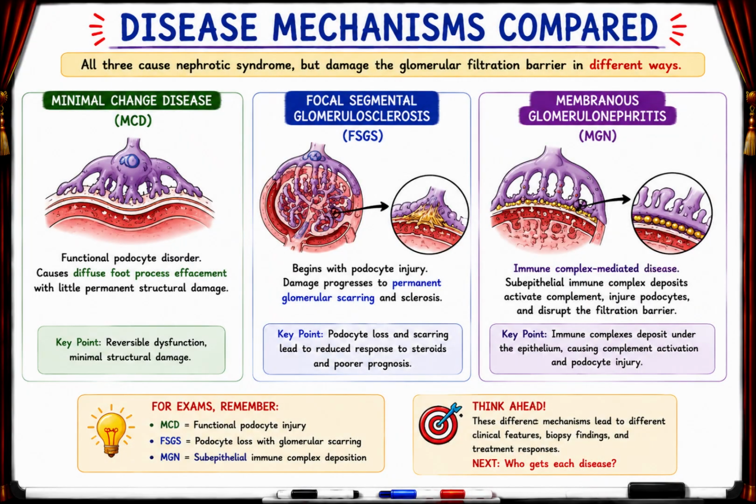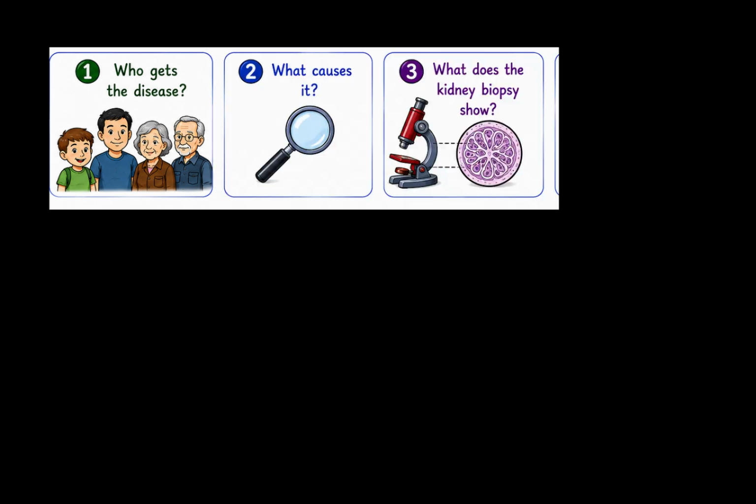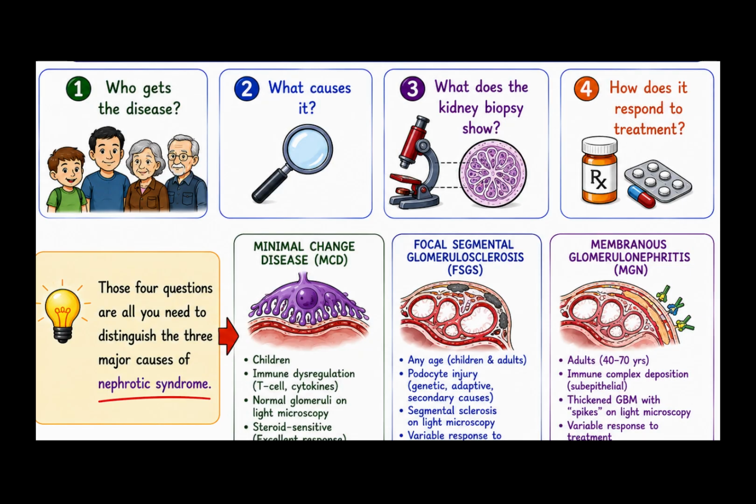Although these diseases produce nephrotic syndrome, they differ in four key ways. When you're answering examination questions, ask yourself, who gets the disease? What causes it? What do the kidney biopsies show? How does it respond to treatment? These four questions are all you need to distinguish the three major causes of nephrotic syndrome. So let's start with the first question.